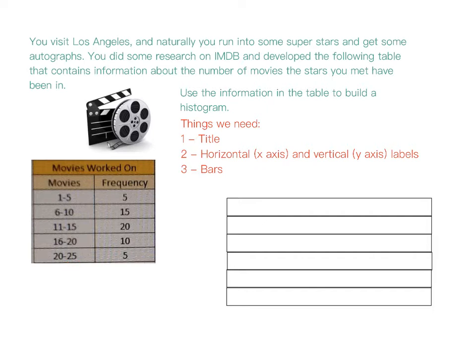So we're going to make our own histogram here. We're going to build a histogram. We need a couple things first. One is a title, okay? So what should our title be? Well, what's the table talking about here? What's about the people who've been in movies? So maybe a good title is the same title here, movies that they worked on. Just like that, okay? Now we need horizontal, so that's this way, our x-axis, and vertical, so our y-axis, labels.